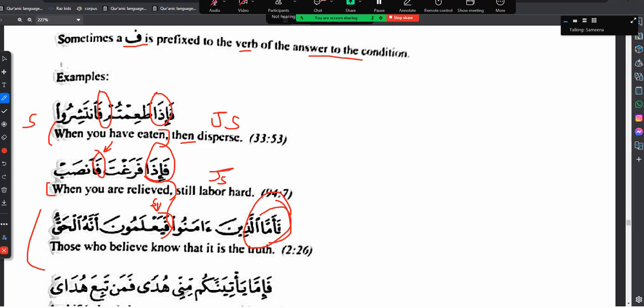And in the next ayah, we have فَإِمَّا يَأْتِيَنَّكُم مِّنِّي هُدًى فَمَن تَبِعَ هُدَايَ. So which is the conditional article in this ayah?